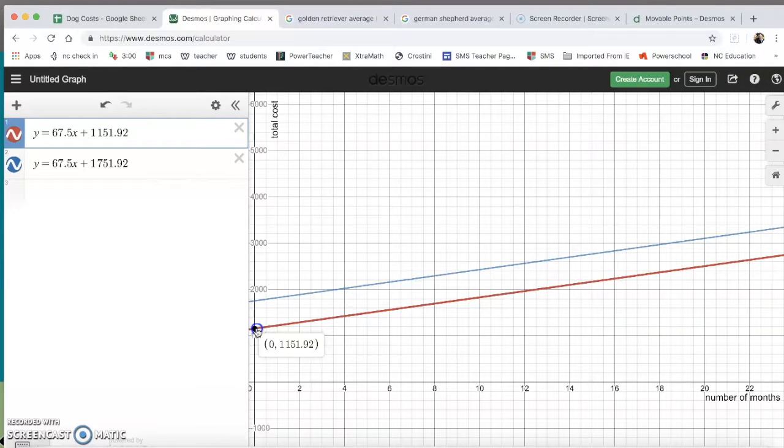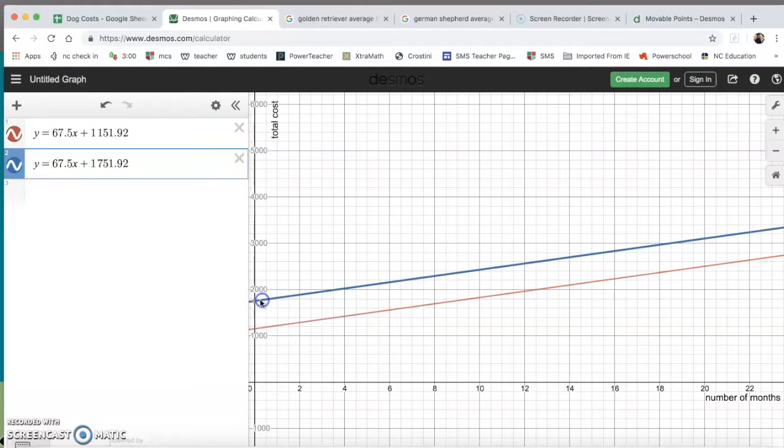So at 0 months, so right up front when you're purchasing the dog, the red line is the German Shepherd, because the German Shepherd costs less to purchase. So about $1,100. And then up here at month 0, so this point, well, let's see if I can get that point. So this point represents 0 months, and then it costs us about $1,700 to own the Golden Retriever right away.